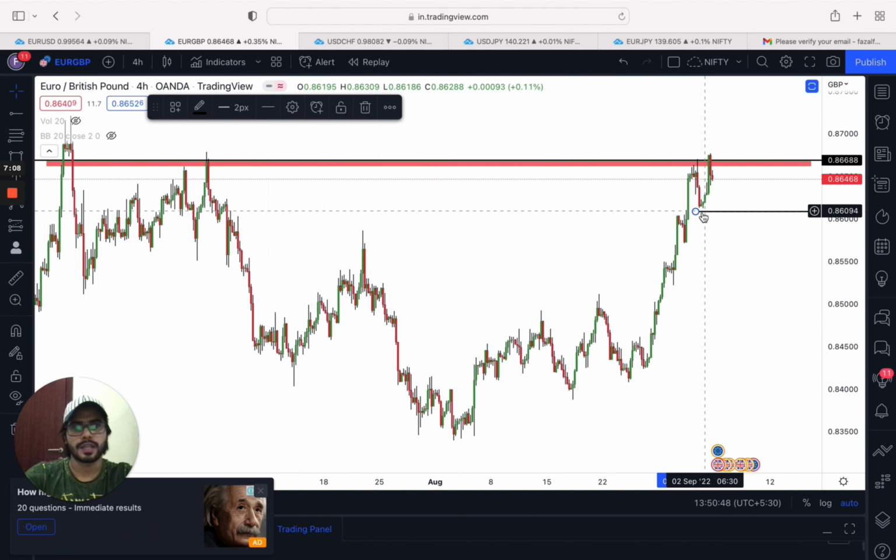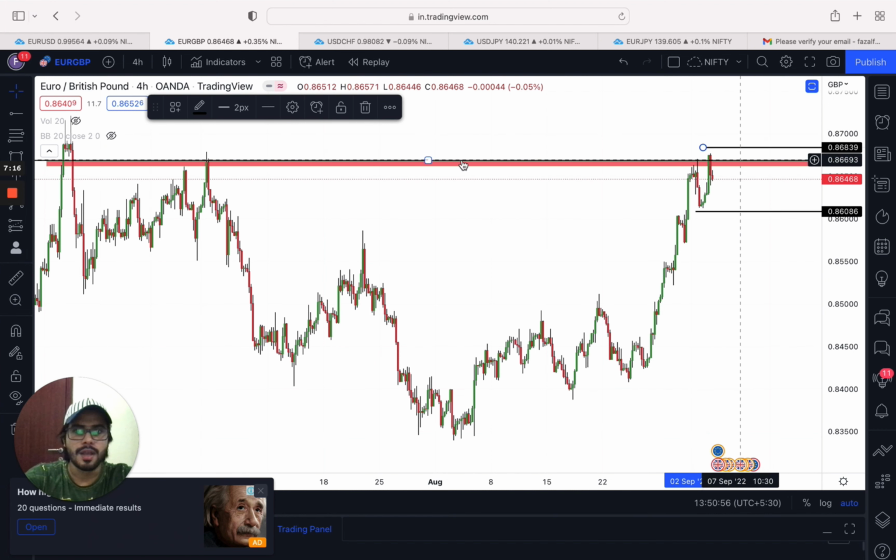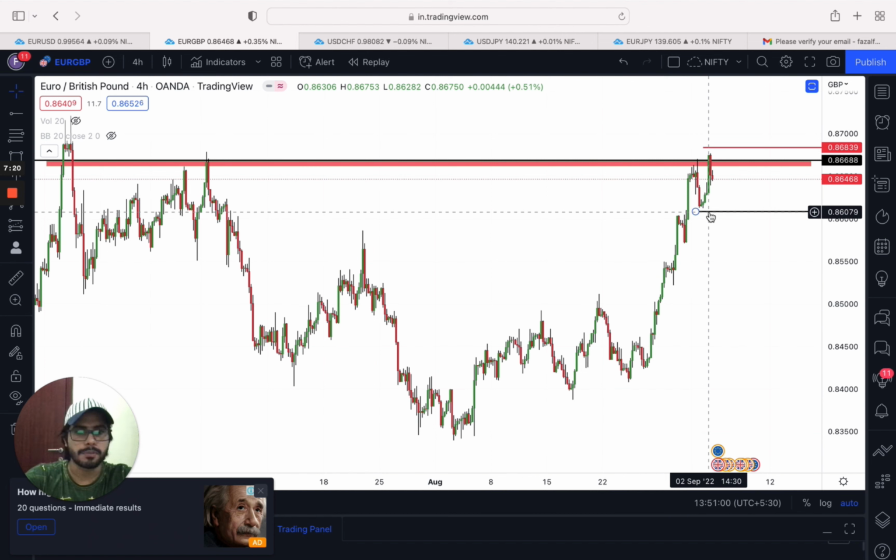Below this, or I would say you can also short now with the stop loss of this one. You can short now. That is a risky trade, so it's up to you. But I'll be shorting below this.